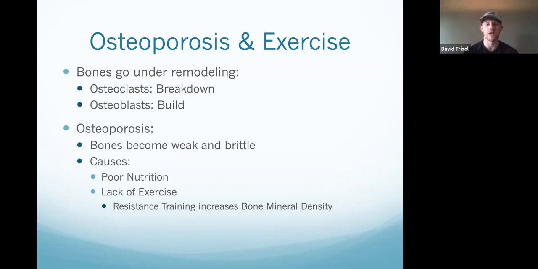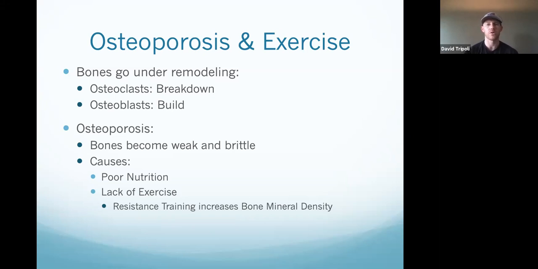I know that might sound opposite. So osteoblasts, we want those building. We want those developing stronger bones. If you don't do that, you eventually get bone breakdown, and so you get things like osteoporosis. It's not just for old people. It tends to happen in them more often, but we want to try to resist that as much as possible.